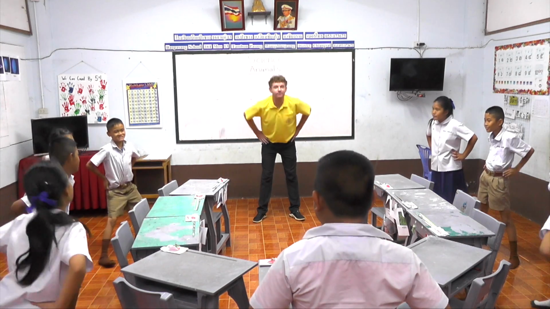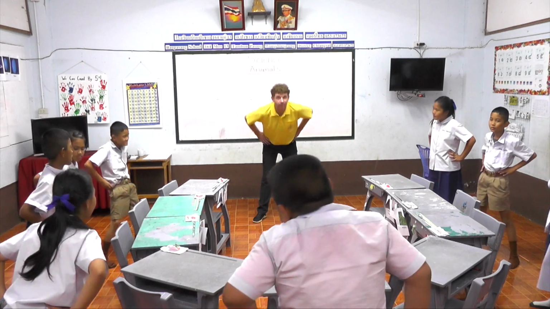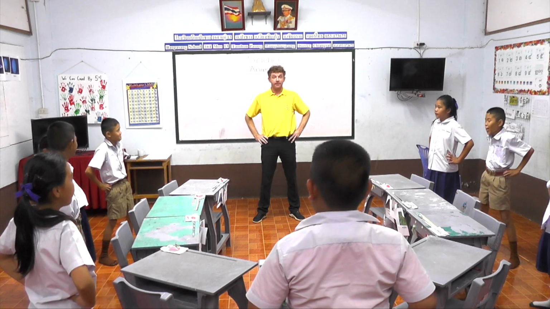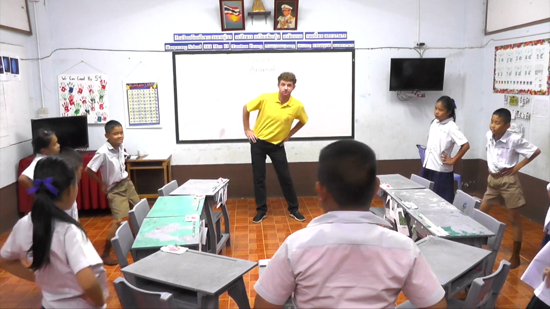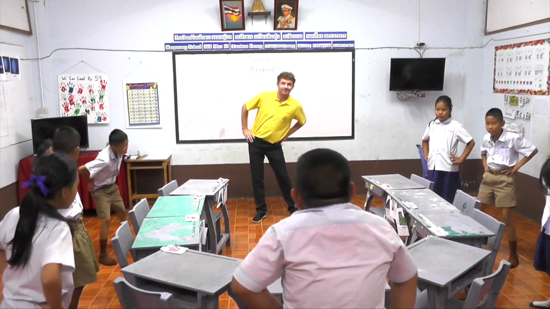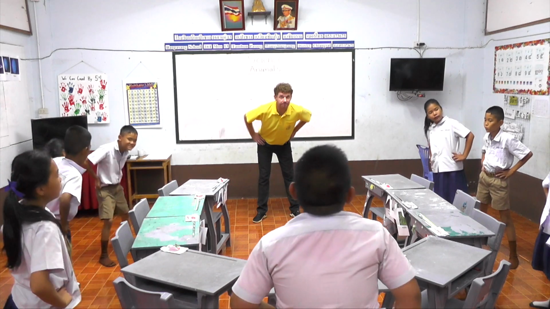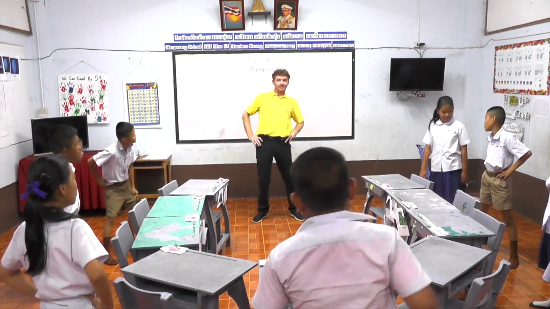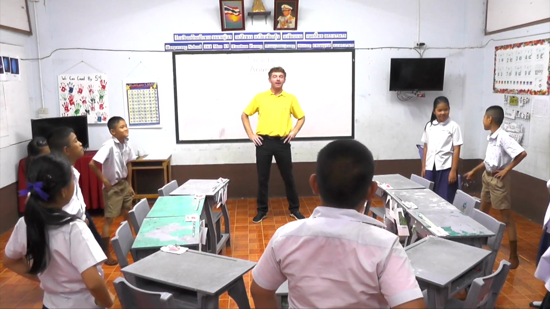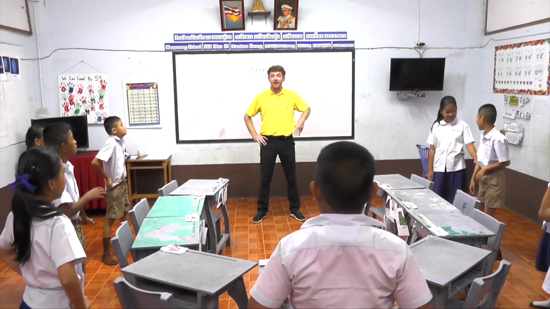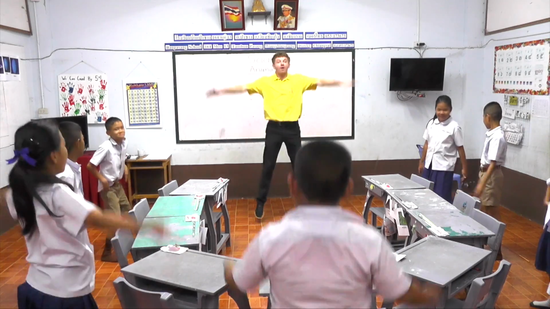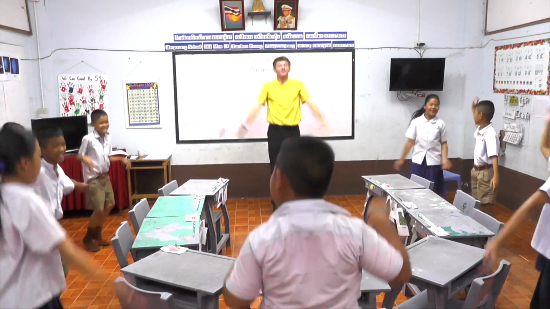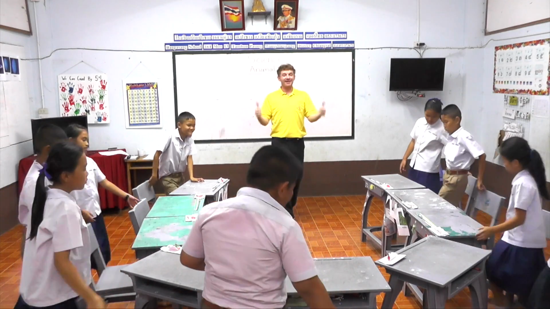Forwards, backwards, forwards, backwards, forwards, backwards, and stop. And now, let's go round and round again. And stop. And now, back the other way. And stop. And to finish this time, we'll do 5 star jumps. 1, 2, 3, 4, 5. Excellent, guys. Have a seat.